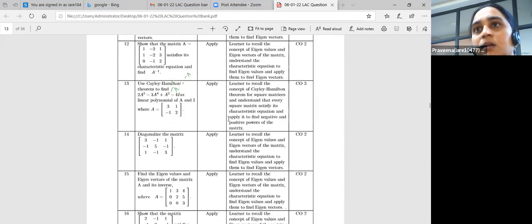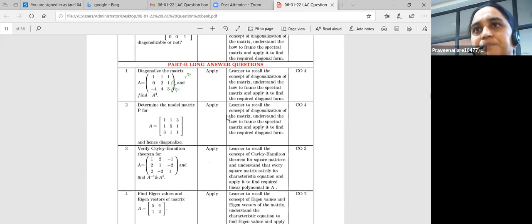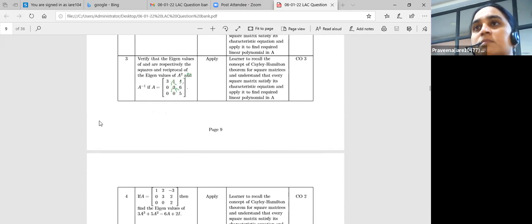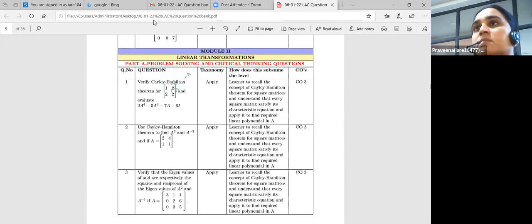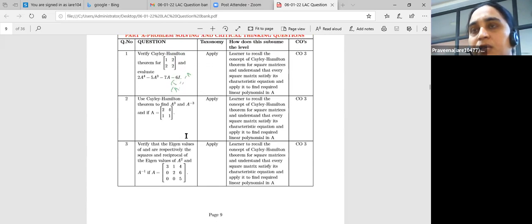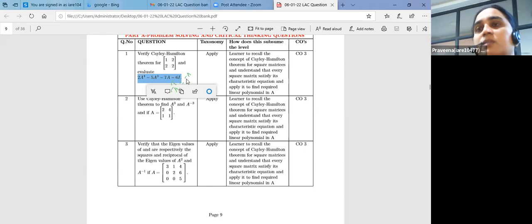Okay, and I'll explain part A. Verify Cayley-Hamilton theorem, the first question for the critical thinking questions. Verify Cayley-Hamilton theorem for the matrix 1, 2, 2, 2 and evaluate 2A power 4 minus 5A cube minus 7A minus 6I. Very simple. First verify it, and after that evaluate this. Directly substitute the matrix in the polynomial and evaluate.